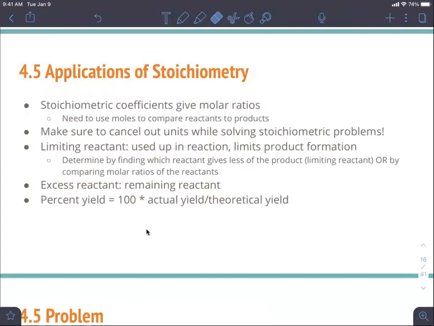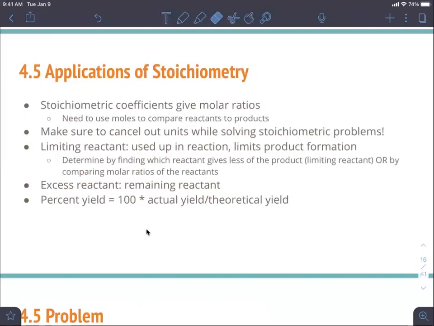Just as a tip, always make sure to cancel out the units while solving stoichiometric problems. This is a really good strategy to check that what you're doing is right, because you should be getting whatever you're looking for out at the end. That should be the only unit left.